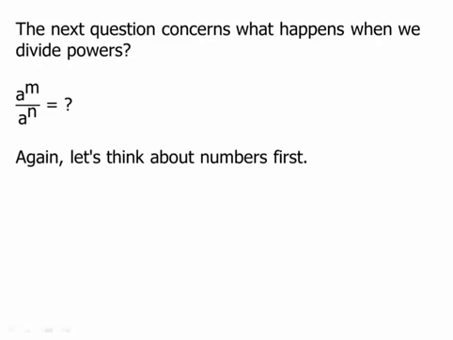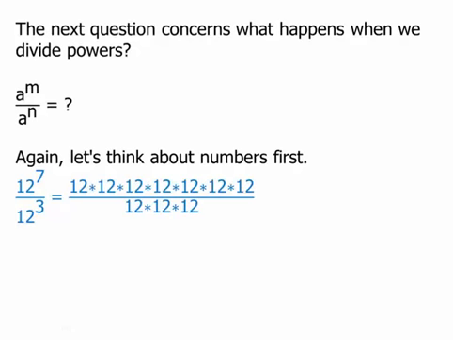So I'm going to suggest, starting with numbers first, let's say 12 to the 7th divided by 12 cubed. How would we figure this out? Well, 12 to the 7th has to be 7 factors of 12 multiplied together. We have to have that in the numerator. In the denominator, we're going to have 3 factors of 12 multiplied together. So we're going to have something like this.